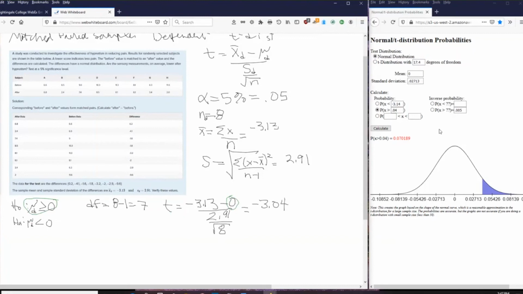So now I'm going to do my calculation. I'm going to use the t-distribution, 7 degrees of freedom. My mean is 0, standard deviation is 1, and I want to solve for the probability that x is going to be less than minus 3.04.